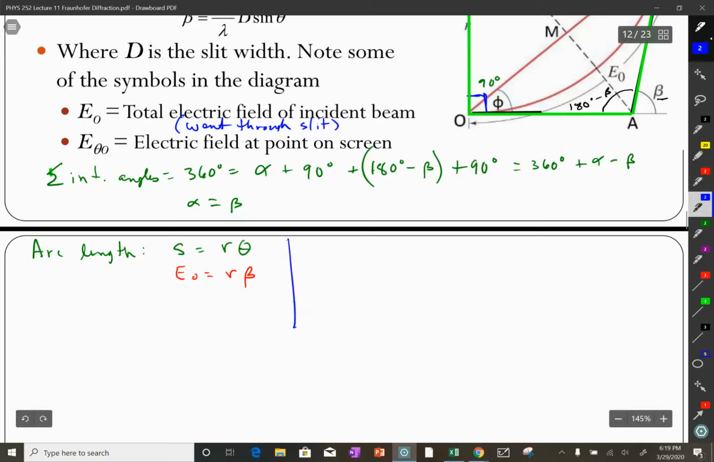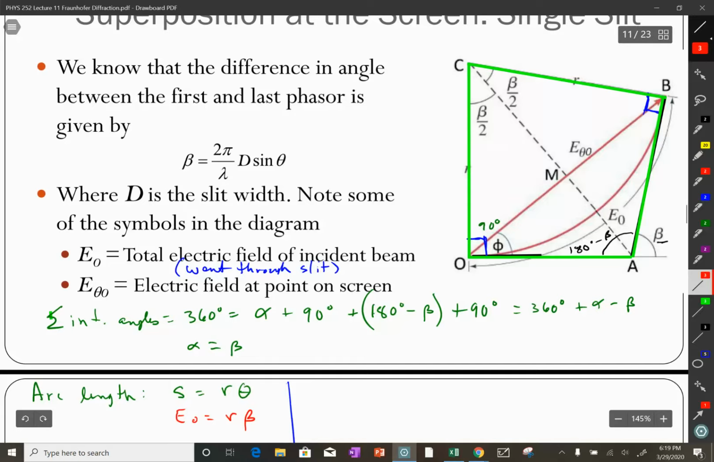Now the second thing is going to be trying to find E theta 0. Now let me draw a red triangle that, of course, is why we have the angle split in half.